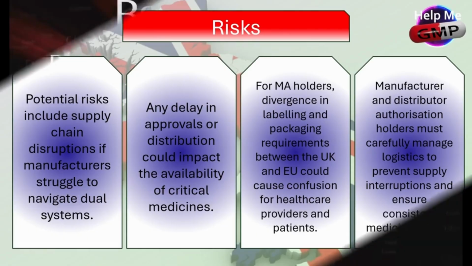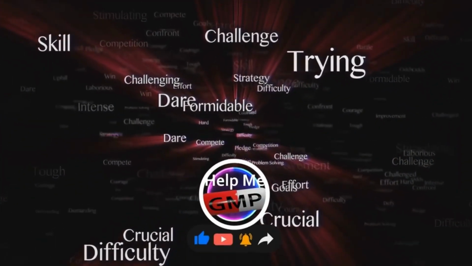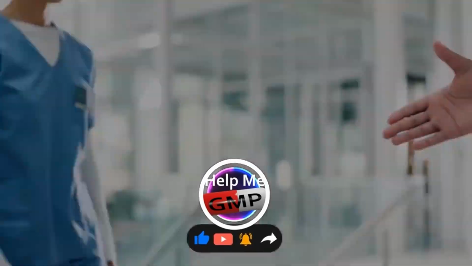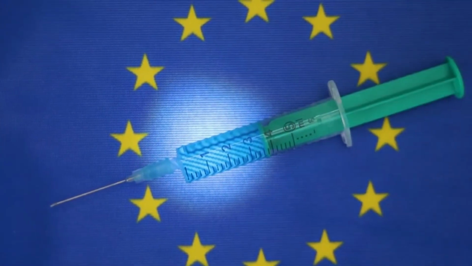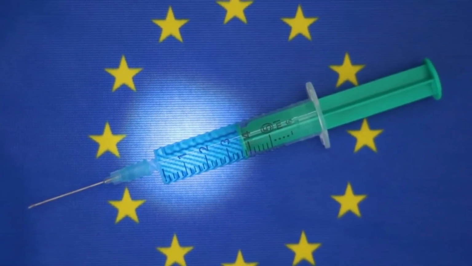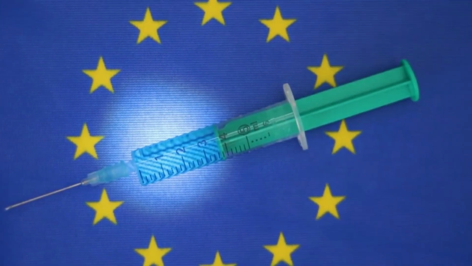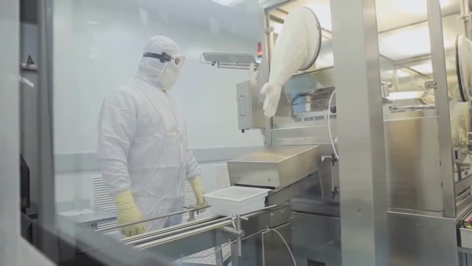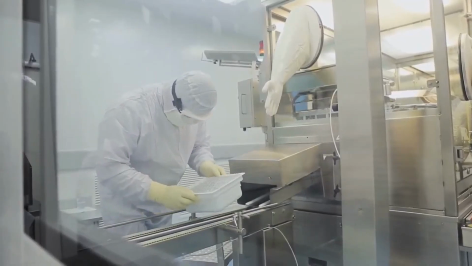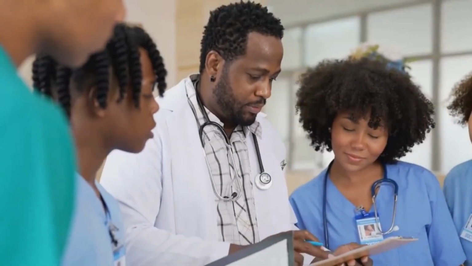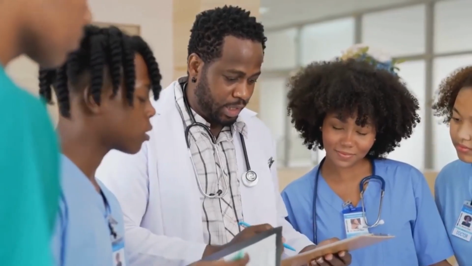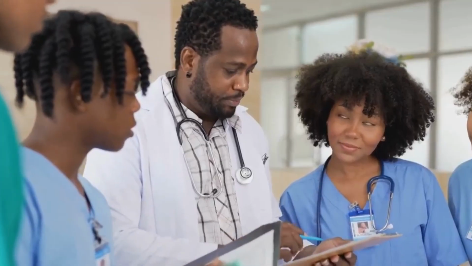Despite these challenges, the Windsor framework is a step forward in creating a workable solution for medicine supply across the UK. Collaboration between the UK and EU, along with clear guidance for the pharmaceutical industry, will be key to minimizing risks. MA and MIA holders must remain proactive, investing in systems to manage dual regulatory frameworks effectively. Patients and healthcare providers should also stay vigilant, reporting any issues promptly to ensure uninterrupted medicine availability.